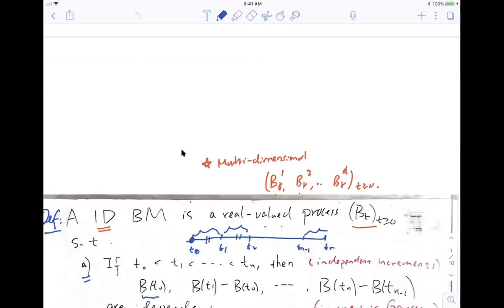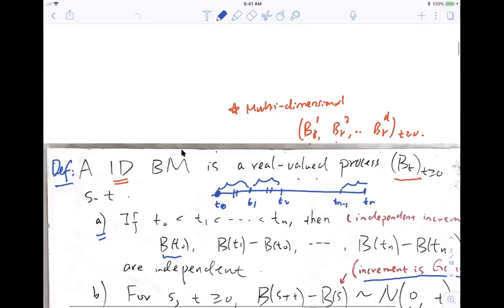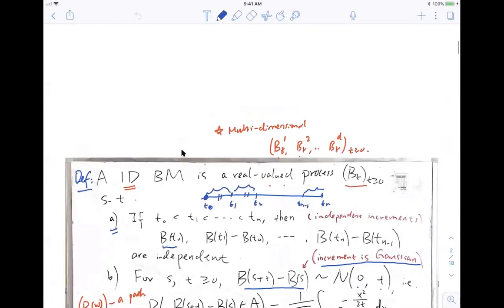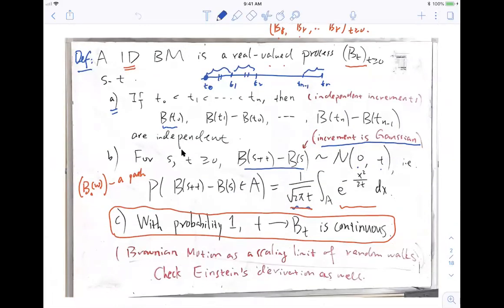Okay, so let's start. Maybe let's just briefly recall the basic definition of Brownian motion. There are two definitions which are equivalent. The first one is so we define the Brownian motion as a real-valued stochastic process. We usually write it as B_t. In some books it might be written as W_t or X_t. These are all valid notations.